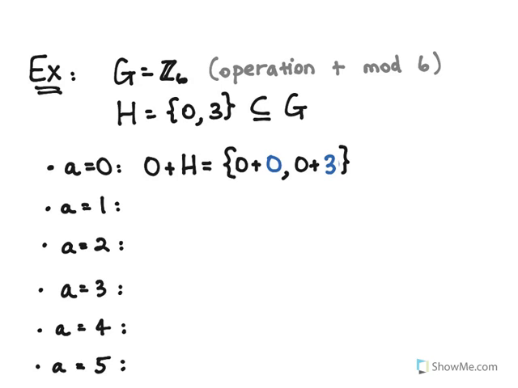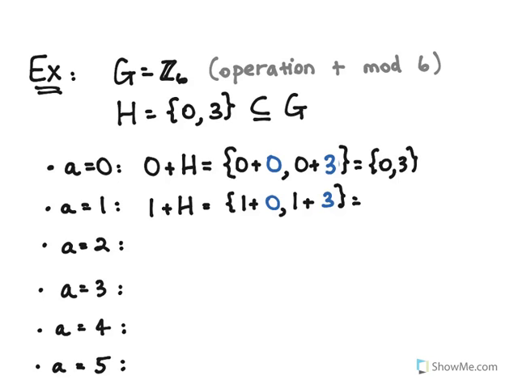If a is 0, that means that the coset 0 plus H looks like 0 plus something from H. So it's got 2 elements, 0 plus 0, which is 0, or 0 plus 3, which is 3. How about the coset 1 plus H? The elements of that are 1 plus an element of H, so 1 plus 0, or 1 plus 3. In other words, this coset consists of 1 and 4. And you maybe see the idea now. I'll show you what the rest of the cosets look like.